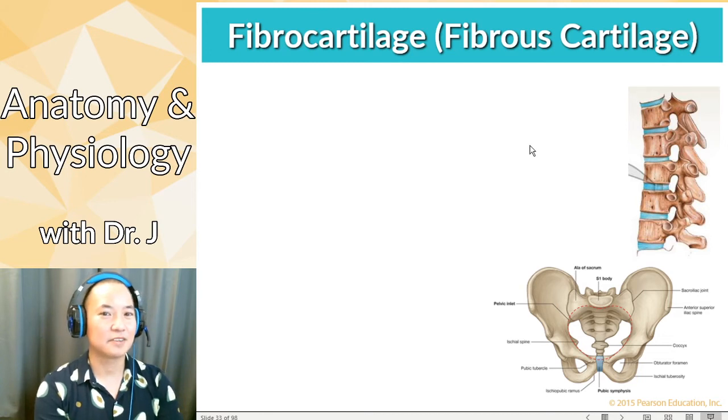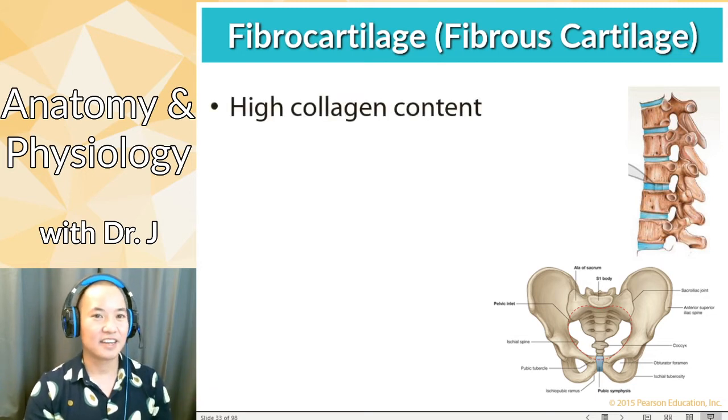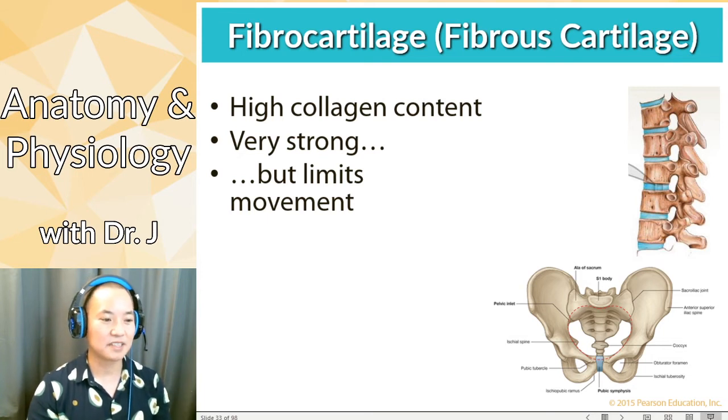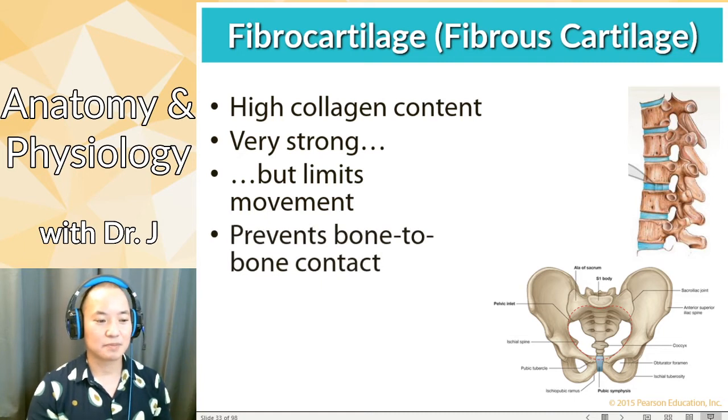All right, so fibrocartilage. Remember, this fibrocartilage has the highest density of those protein fibers in the extracellular matrix. Therefore, they're very solid and very strong, especially if they have a lot of collagen. So high collagen content, very strong. But because you have all this, compared to elastic cartilage, again, you can bend your ears. That's why my ears can fit on these headphones. But when you have a lot of collagen, it's strong but limits movement compared to elastic fibers. The other thing is it also prevents bone-to-bone contact.